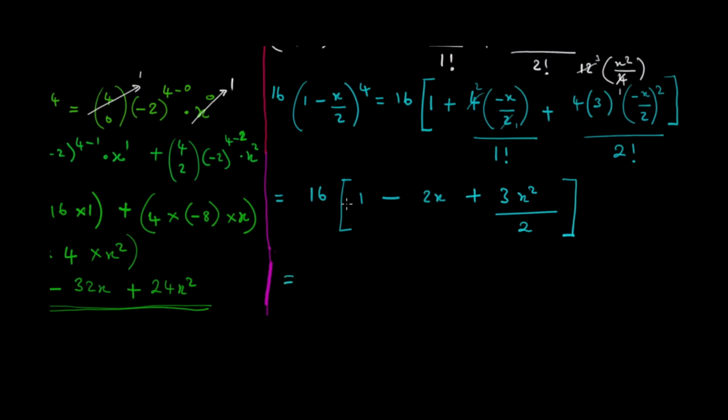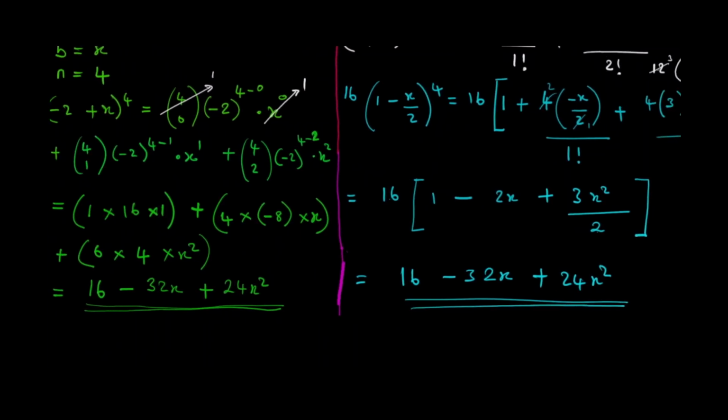So now to arrive at the answer we just have to expand. So this is equal to 16 times 1 is 16, 16 times minus 2x is minus 32x, and then lastly 2 multiplied into 16 is 8, 8 times 3, 8, 16, 24, so it's plus 24x squared. As you can see, this is the same answer. So you can use the binomial when applicable. You use the universal expansion theorem where it is applicable.